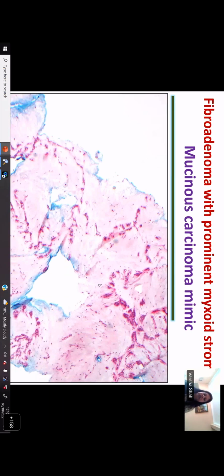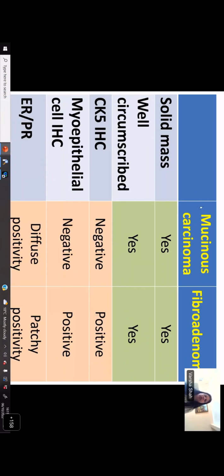You have to look at the ductal structures, right? So what are the ductal structures like in mucinous carcinoma? They are more wide, they are open ductal spaces, or you can get micropapillary architecture, but they will have only the epithelium. They will not have the myoepithelial layer. But you really don't have to do immunostains for that because it will look quite different. So mucinous carcinoma, yes, it can be a solid mass lesion, which can be a well circumscribed mass lesion. If you do CK5-6 IHC, it will be negative in mucinous carcinoma because there is no myoepithelial layer, and even the ductal epithelium will be negative because it's malignant.